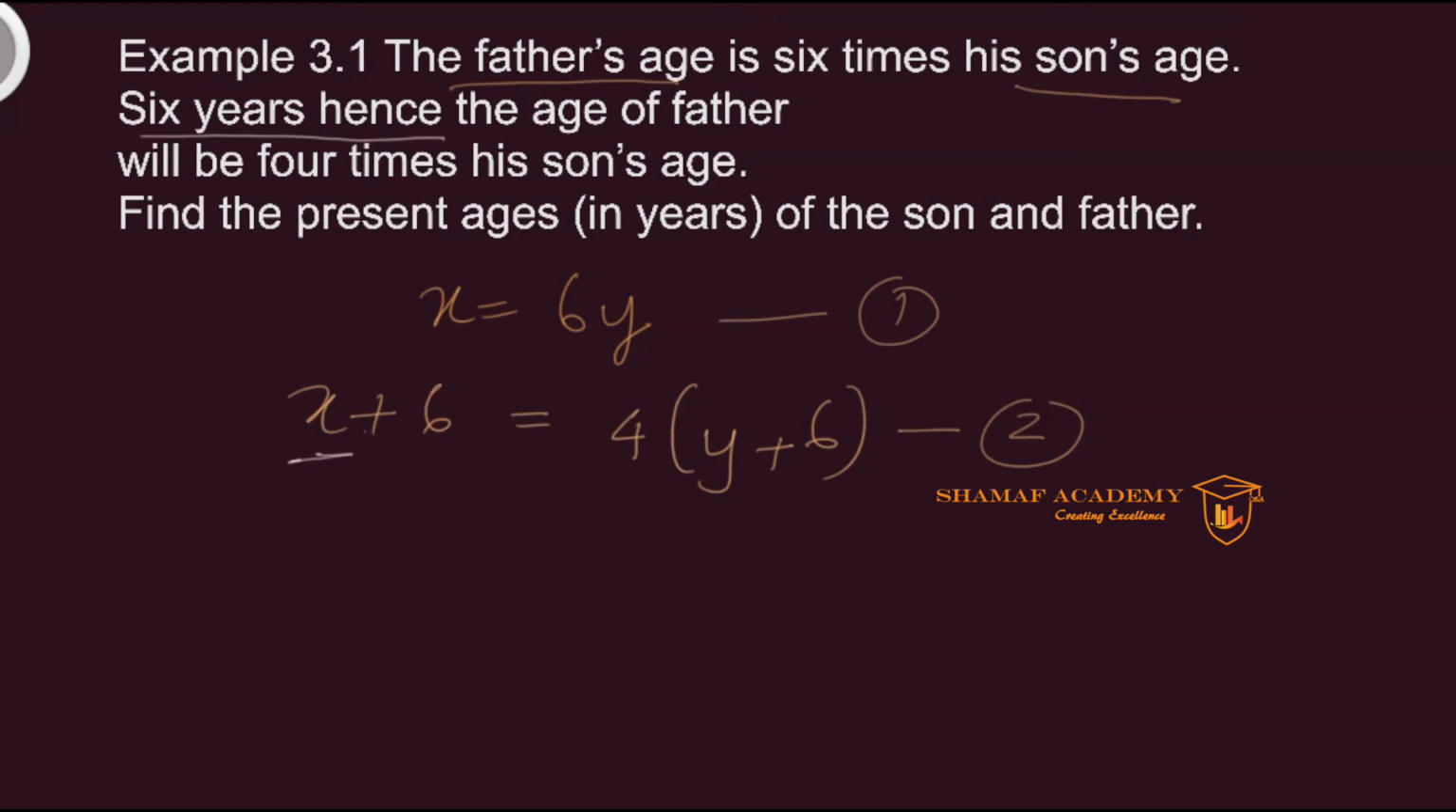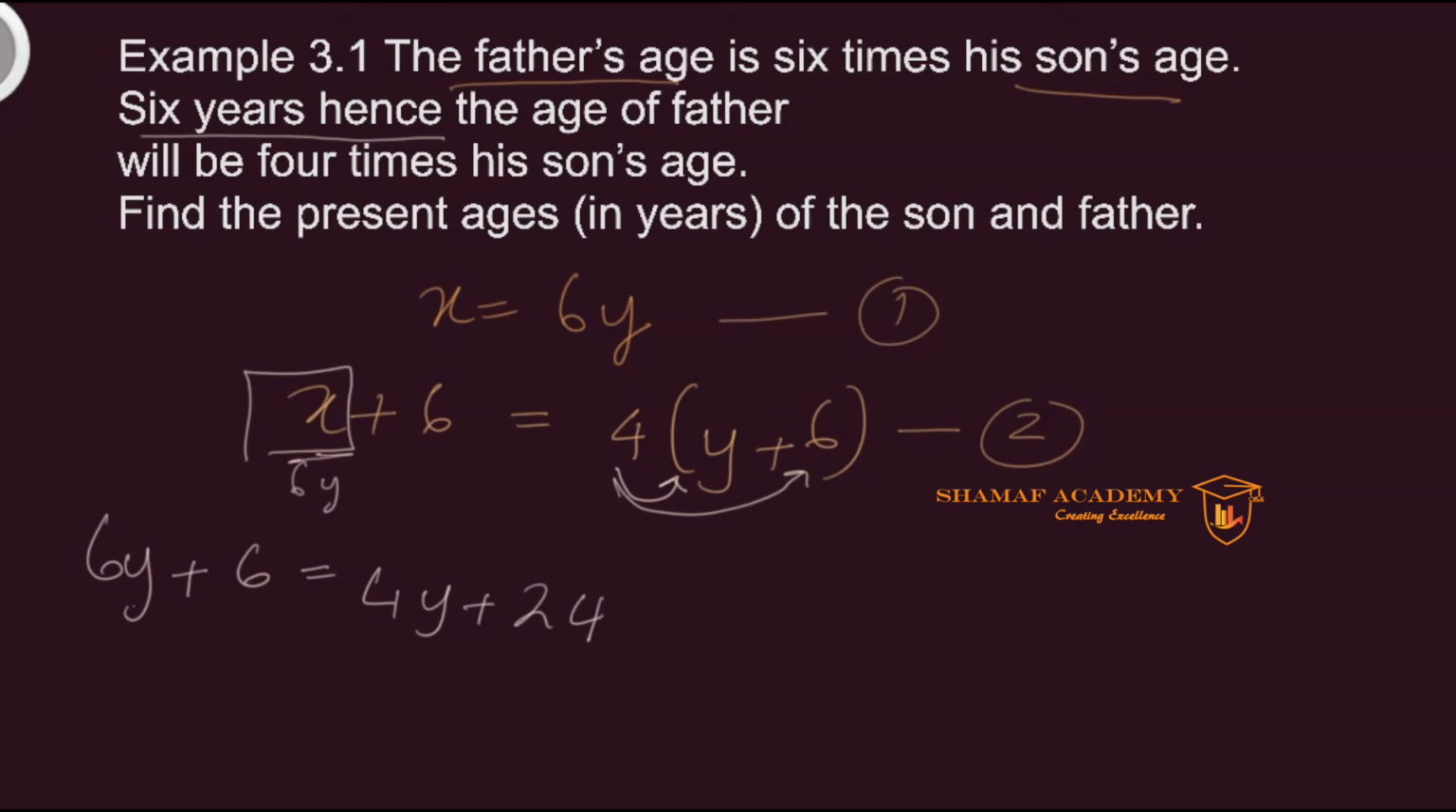So it's written here x equals 6y, so we can substitute 6y here and write 6y right here. Okay, so let's do that. 6y plus 6 equals, let me just multiply it like this, 4y, and then multiply this as well, 4y plus 24.